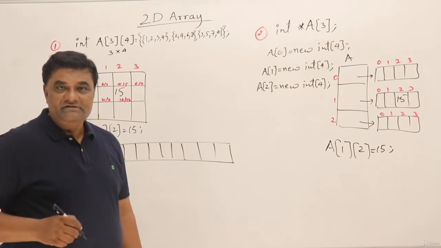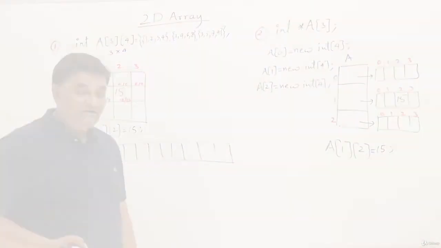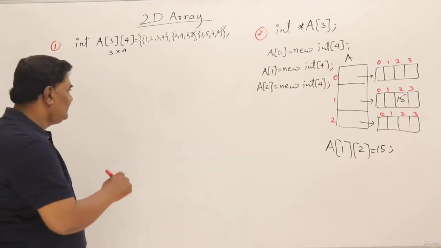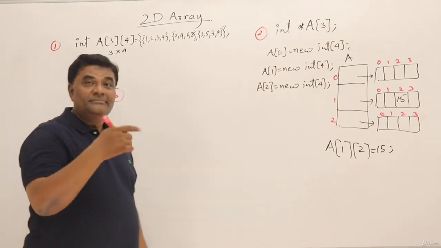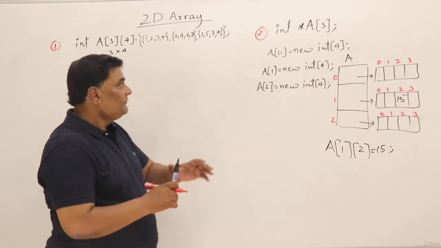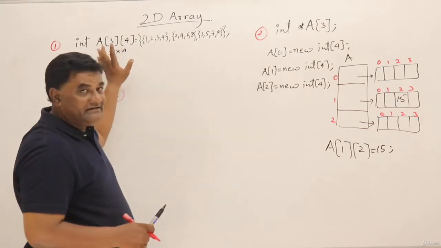So these were the 2 methods. Now let us look at the third method. See, in the third method, I can take a double pointer. See, the first one was a two-dimensional array directly inside the stack.